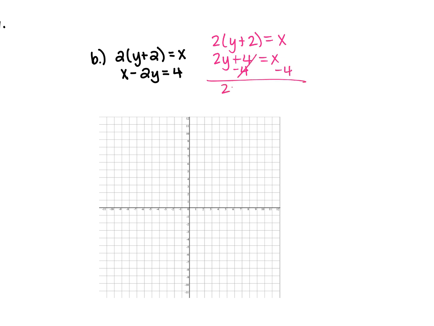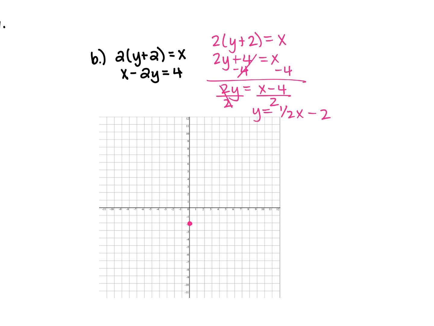That gives us 2y is equal to x minus 4. Then we divide each side by the 2, and that's y is equal to 1/2 x minus 2. For this equation, our y-intercept is -2. So we're going to put our first point down at -2 on the y-axis. From there, our slope is 1/2, so that tells us to go up 1 to the right 2.